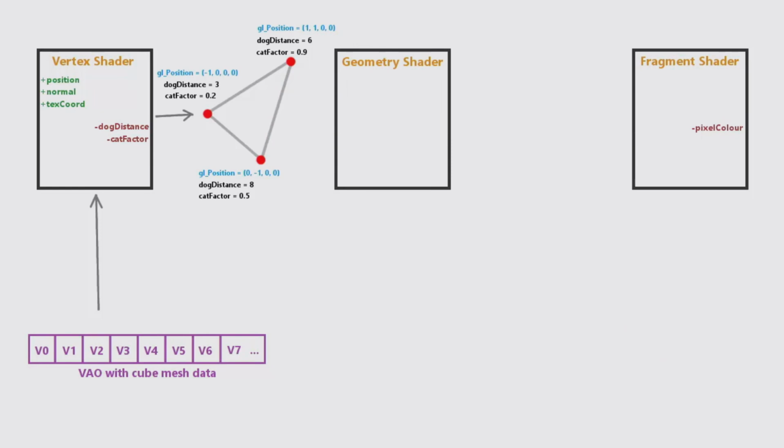The geometry shader fits in right here, after the primitives have been assembled. The geometry shader then executes once for each primitive, so if we're rendering triangles, it executes once for each triangle in the model. If we were rendering a load of lines, it would execute once for each line, and if we were rendering points, it would execute once for each point.